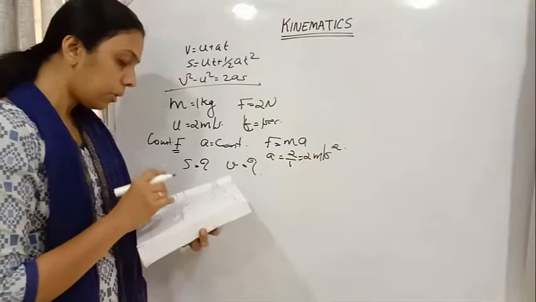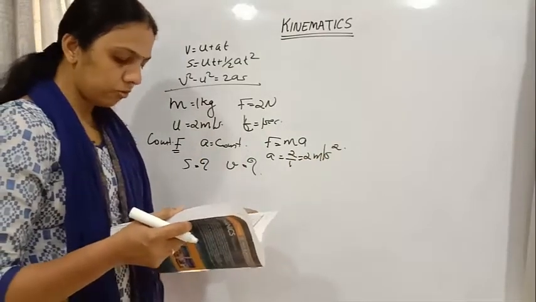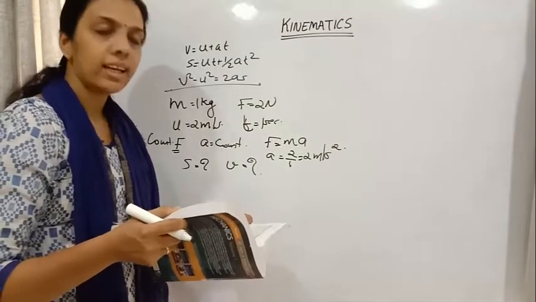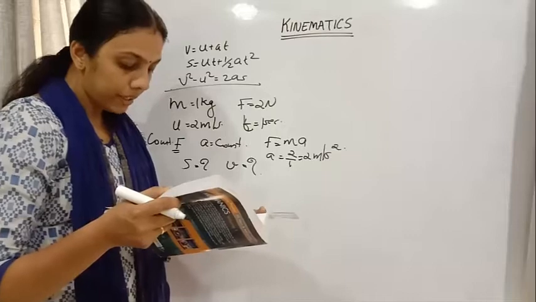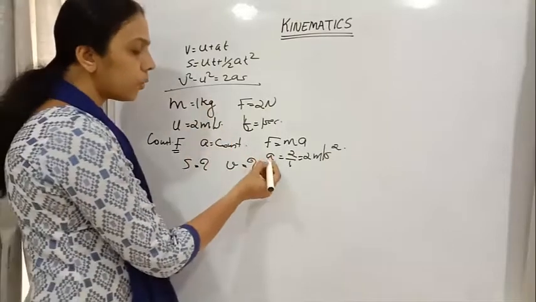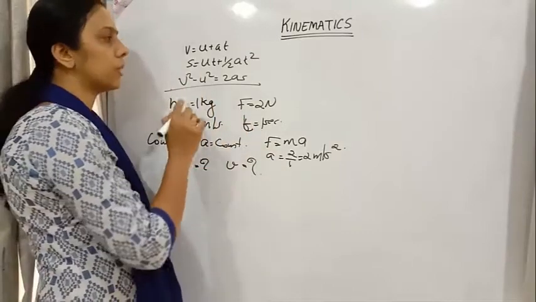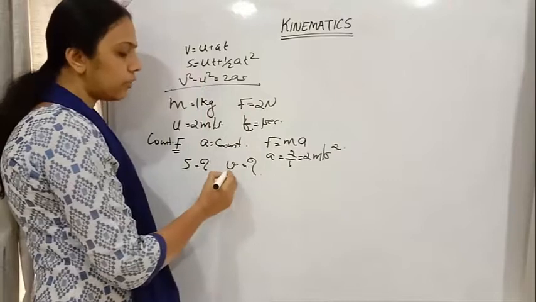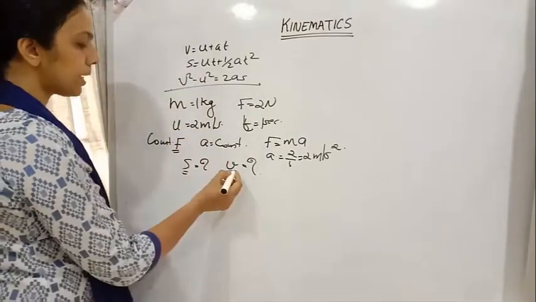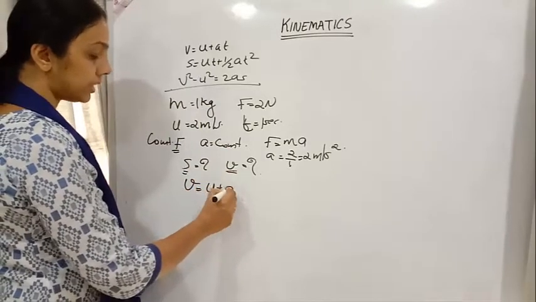The important thing we need to consider is that the constant force of 2 Newton acts for 1 second in a direction perpendicular to its initial velocity. Anyway, we need to find the velocity and displacement. First I am considering the equation of velocity: v equals u plus at.